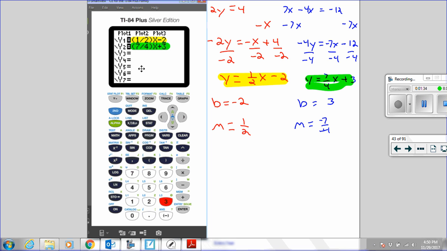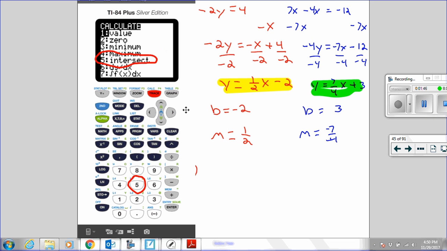Okay. Once you do that, what you want to do is hit second and trace, like so. So you will hit second and trace to get to calculate, and it will bring up this next screen. And you'll see calculate, value, 0, minimum, maximum, and all that. What you want to do is find the intersection. So you'll hit the number 5, or you could tab down and hit enter when you get to 5. Once you do that, it'll start the graph.